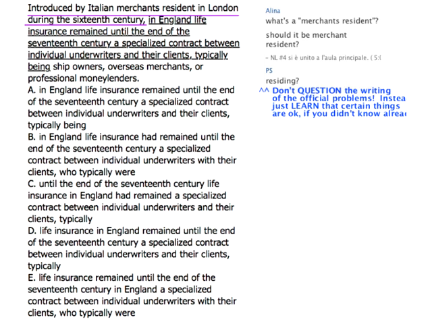So, yeah, exactly. So introduced by Italian merchants in London, comma, blank. So that's going to have to be life insurance.